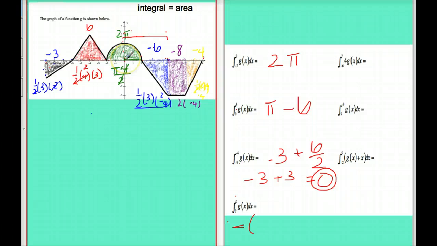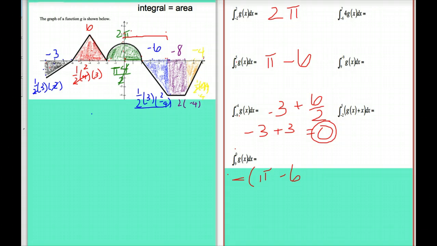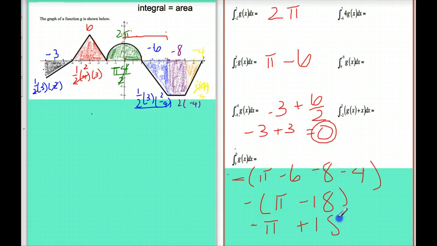From 0 to 2, I know it's half of the semicircle, which is pi, plus everything after that, so -6. Let me extend this. -8, -4. And if I do my math, I get -6, -8 is -14, minus 4 is -18, so I get -pi minus 18. And if I change the signs, I get pi plus 18. Good.